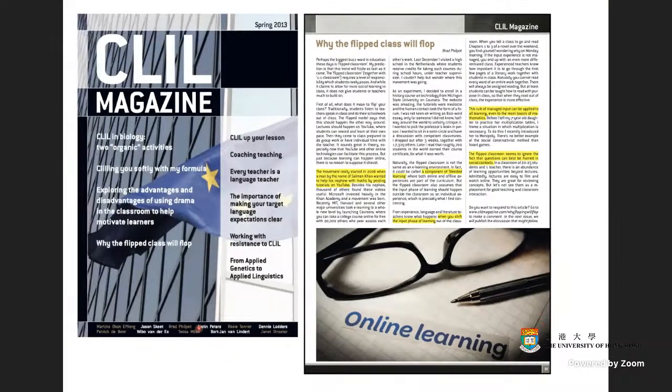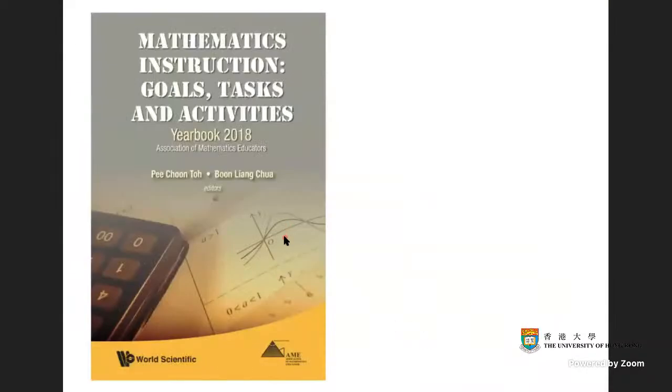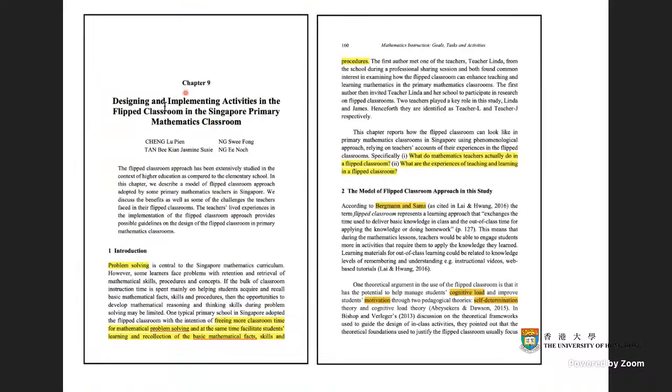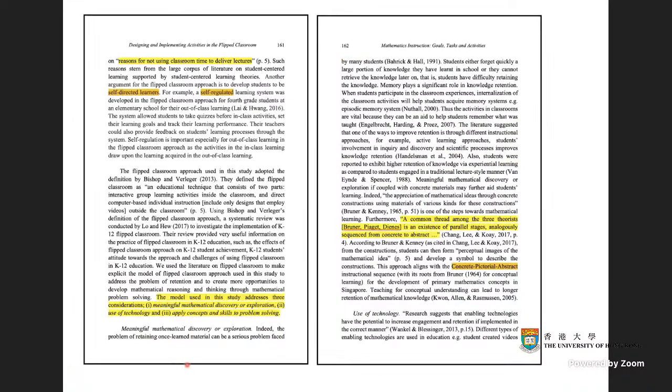Okay, now finally, another book I would like to share with you comes from some articles about tasks, goals and activities in Singapore classrooms. The authors are basically professional members of an association in Singapore. And one of the chapters, chapter 9, is about designing and implementing activities in a flipped classroom in the Singapore primary mathematics classroom. The author also provides some theoretical background about the flipped classroom and its origins, which is also good for you as a reference.